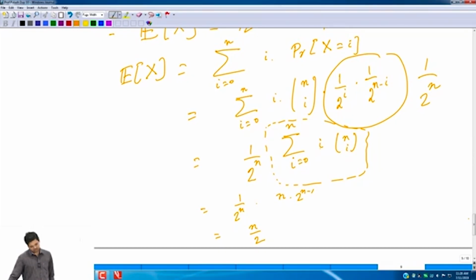But this calculation is already pretty messy, and it can be simplified using what is called linearity of expectation. Let's see what linearity of expectation is.